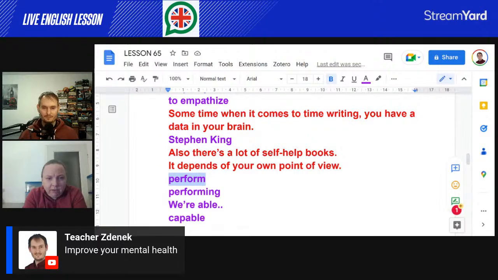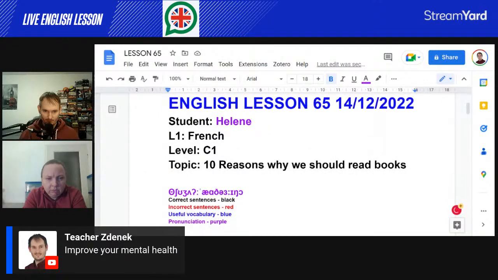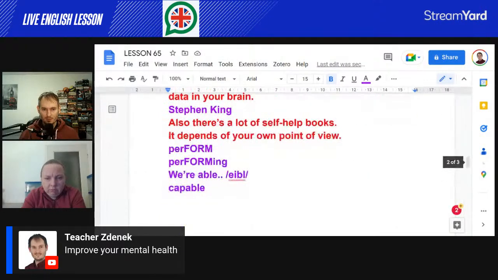This verb, perform, in the -ing form. Performing. Very good. So the stress is on the second syllable. And what about the last two words? Wearable. Should it be "able" or "able"? What's correct? Able, not "able" but able. Yeah, of course. And the last one? Capable. Capable. That's it. Able, capable. Yeah.